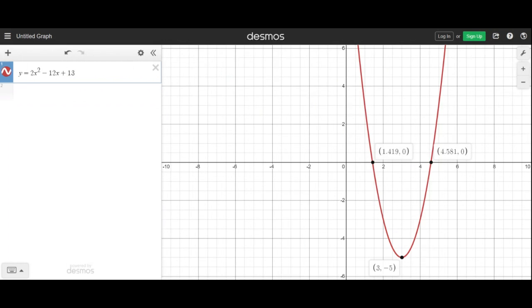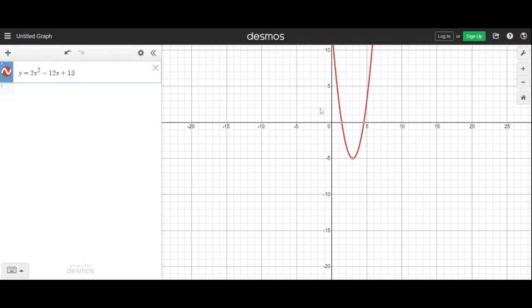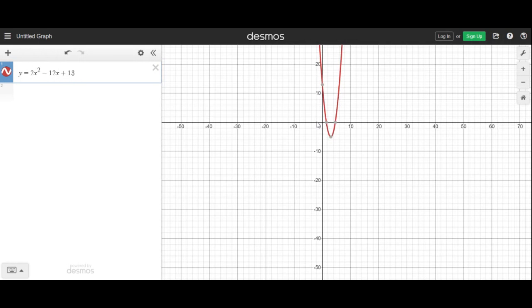And then finally, the y-intercept, right? I'm going to have to zoom out a little bit so I can actually see where this crosses the y-axis. If you look right up here, there's (0, 13). 13 is what we got for the y-intercept, so that does check out.